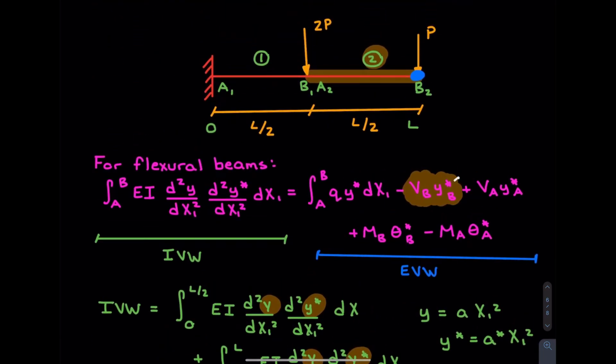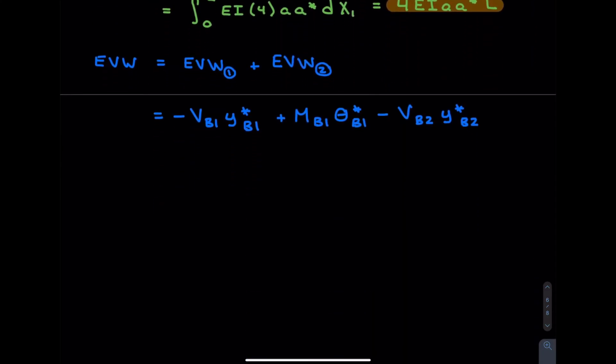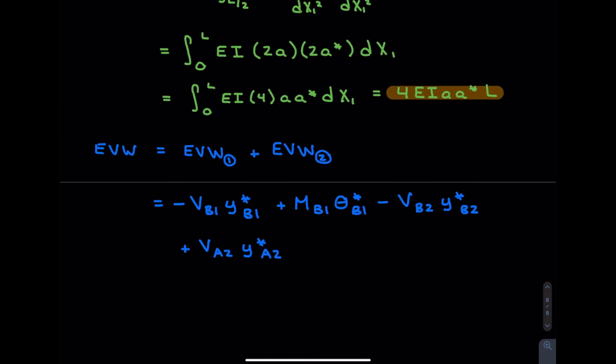I can erase it, and I say, all right, well, my next term that I have is plus VA times Y star at A. So now I'm looking at the middle of the beam again, at that point A2, and just like we discussed in region 1, there is going to be shear there, and there is going to be a displacement. So I will have to include this VA multiplied by Y star at A. So I'm going to come down here. I'm going to go plus V at A2 multiplied by that virtual displacement at A2. All right, so that's that third term in the equation.